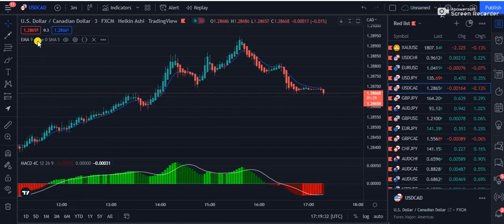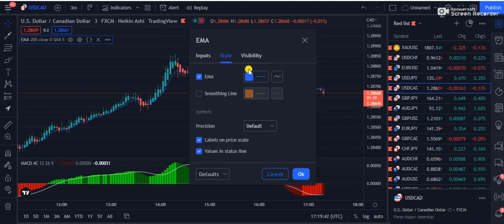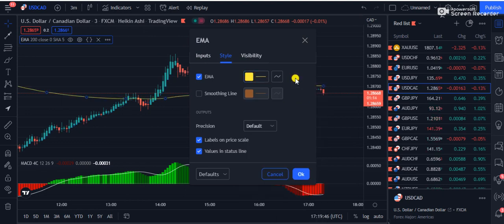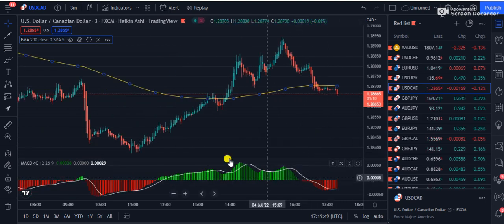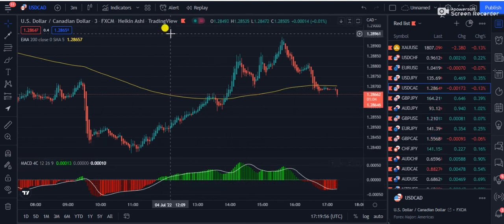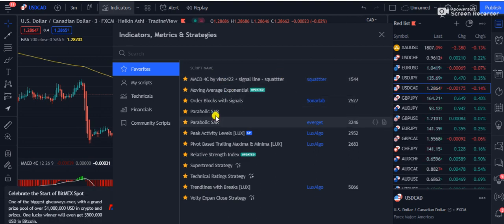Now if we go to the settings of the EMA, we need to make a little change. You can see we have the length here as 9. We will change this length to 200 period, right? We will also make some changes to the style. We will choose the color yellow, and then we will press OK. Now you can see that the 200 EMA is attached on our screen, and the second one we are using is the MACD 4C, and I have already mentioned this is by Squatter, so please make sure that you are using the same one.